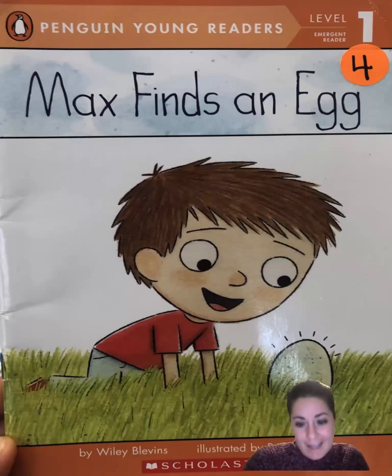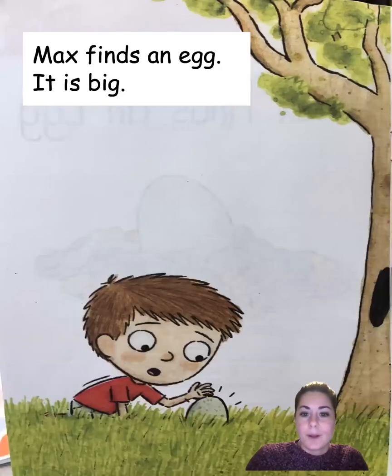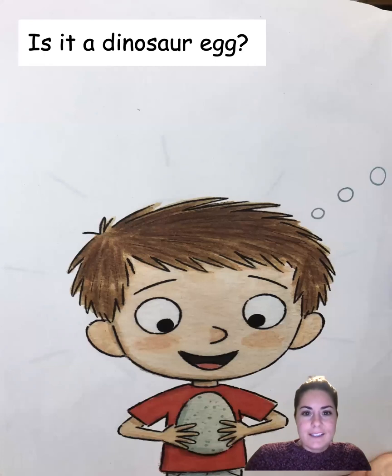Max finds an egg. It's by Wiley Blevin. Max finds an egg. It is big. Ooh, a big egg he found. Is it a dinosaur egg? Oh, a boy can dream, right? Do you think it's a dinosaur egg? I don't really think so.